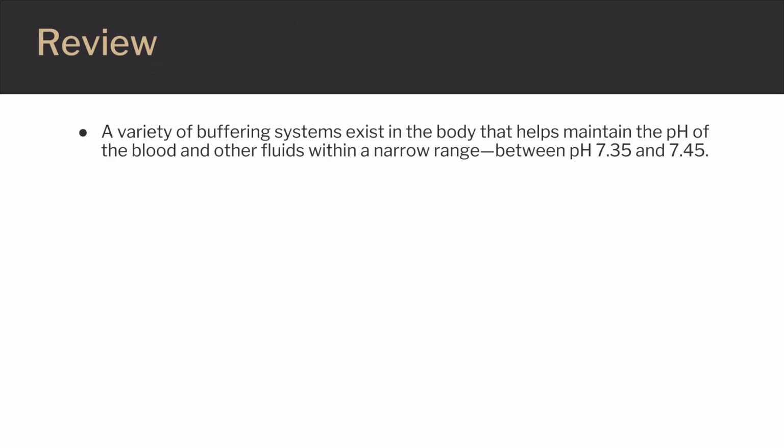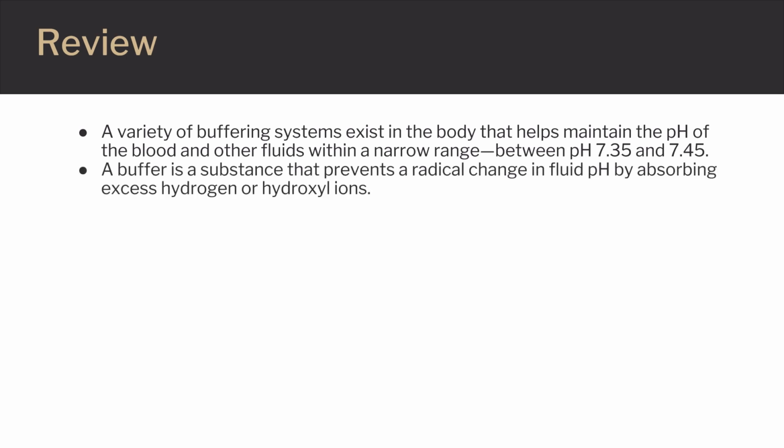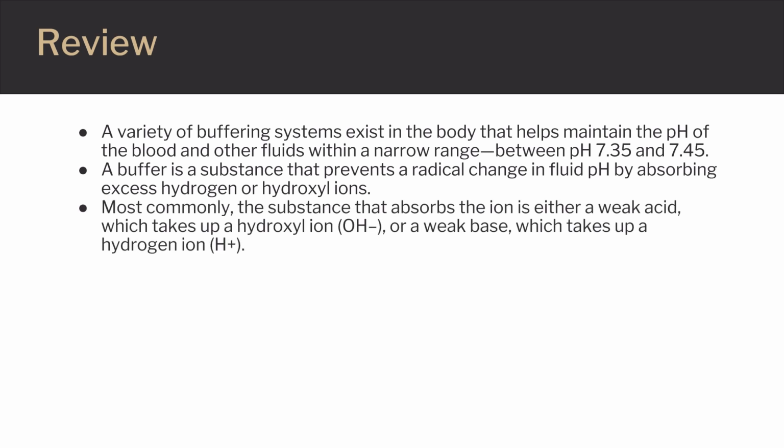Let's review some key concepts from this video. A variety of buffering systems exist in the body that help maintain the pH of the blood and other fluids within a narrow range, namely between pH 7.35 and 7.45. A buffer is a substance that prevents a radical change in fluid pH by absorbing excess hydrogen or hydroxyl ions. Most commonly, the substance that absorbs the ion is either a weak acid, which takes up a hydroxyl ion, or a weak base, which takes up a hydrogen ion.